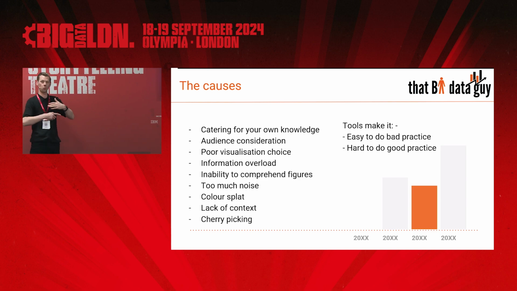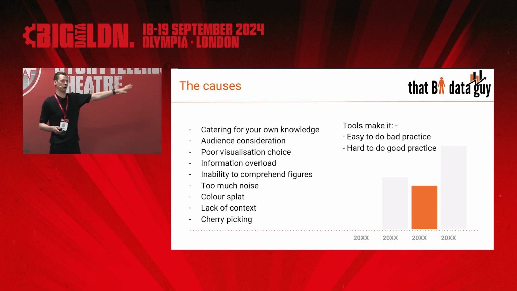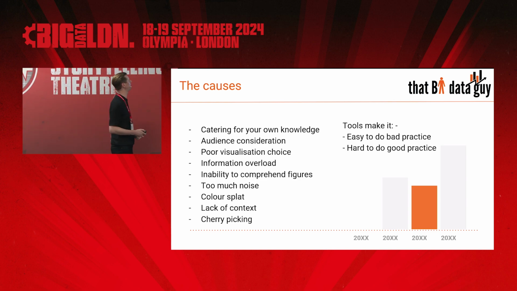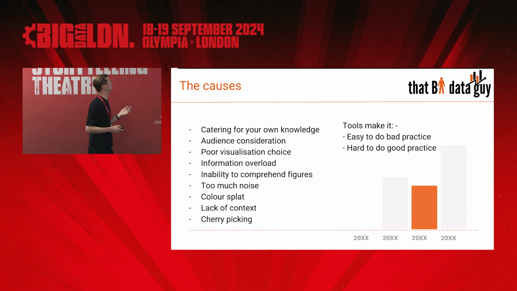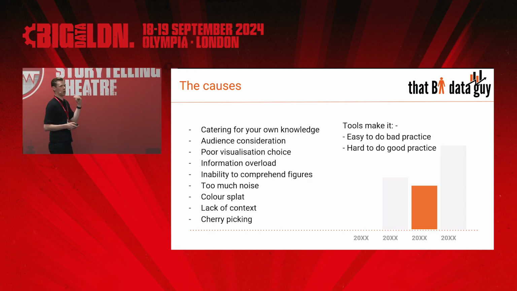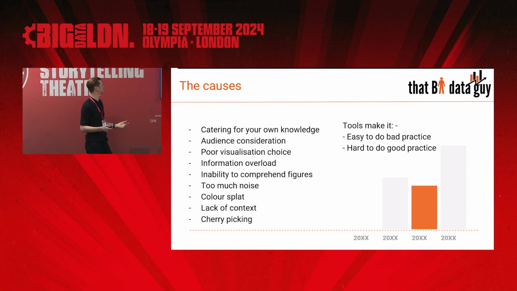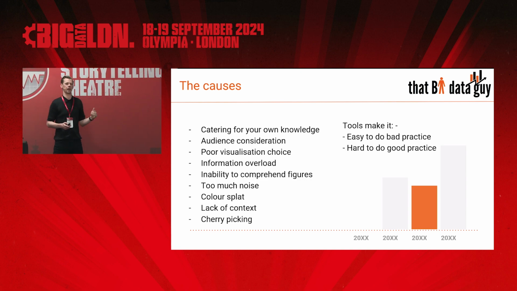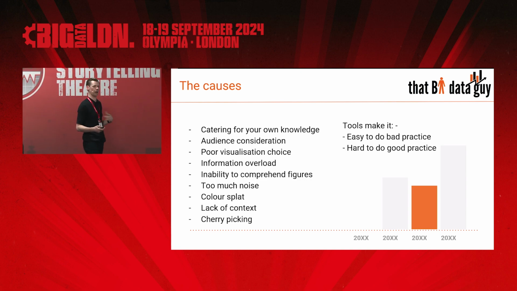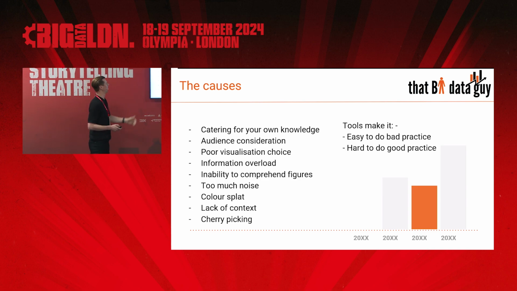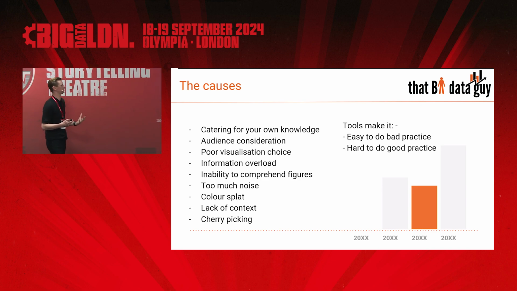It's because the people around here, the people in the queue, and all at this conference were all guilty of a bit of this. So we cater for our own knowledge. We don't consider the audience. We make poor visualization choices. Sometimes we don't know what to say, so we say too much, probably like me in this next half an hour. People have an inability to comprehend big numbers, and we don't make it easy.